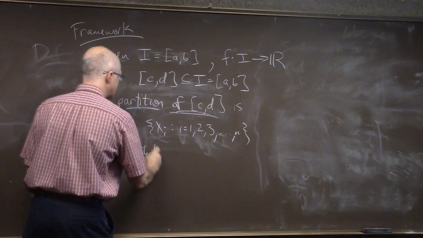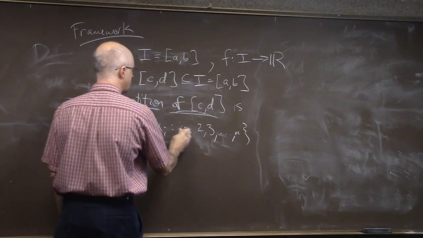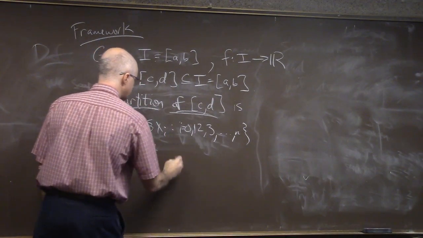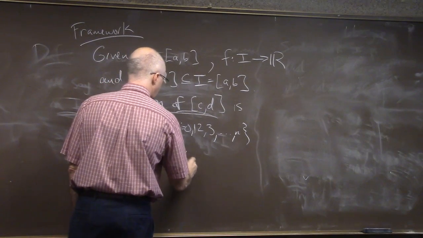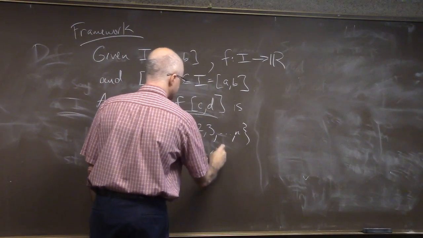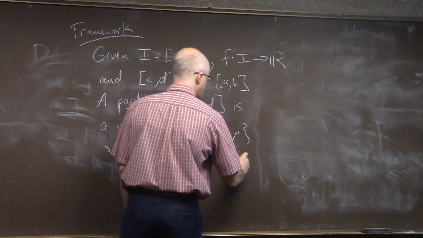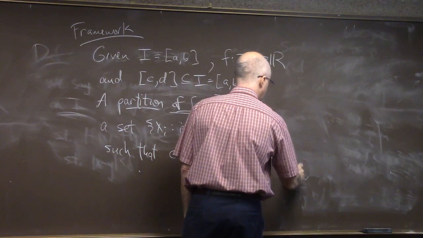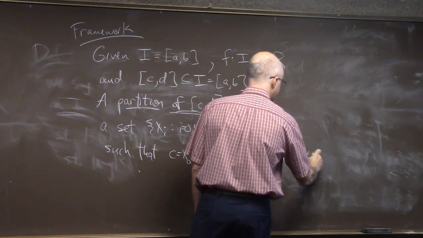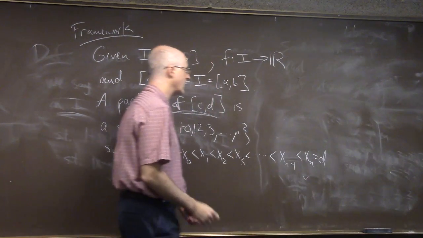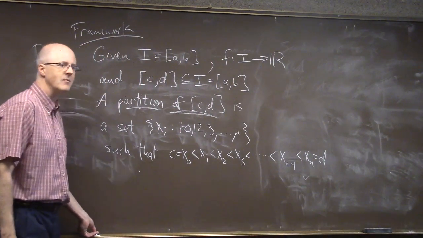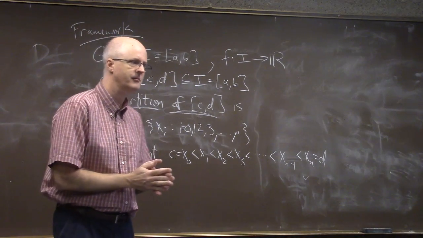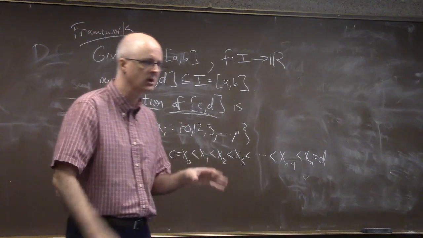It's a set such that, I guess I started at 0, sorry. 0, 1, 2, 3, etc. C is x0, which is less than x1, which is less than x2, less than x3, etc. The last one, x sub n, is equal to the right endpoint, D. This is different than a partition in algebraic structures, though kind of similar.